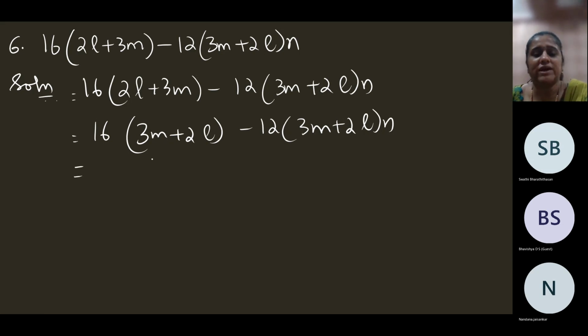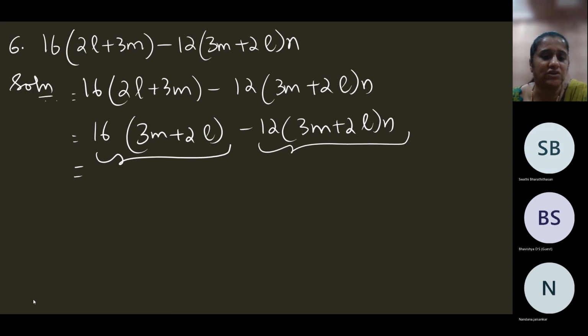Then we'll have to take out the HCF. The HCF of 16 and 12. See, this is one term, this is the first term, this is the second term. So the HCF of 16 and 12 is 4.